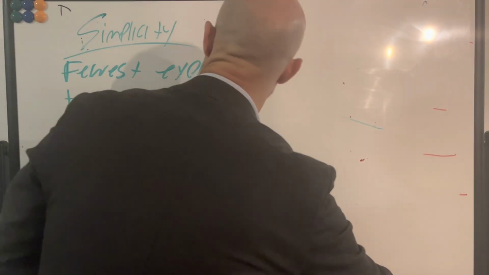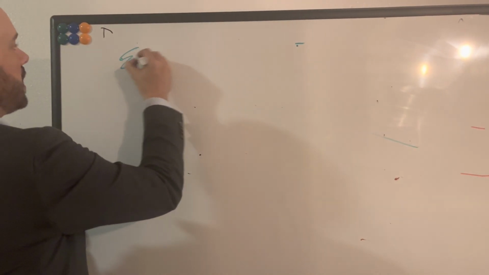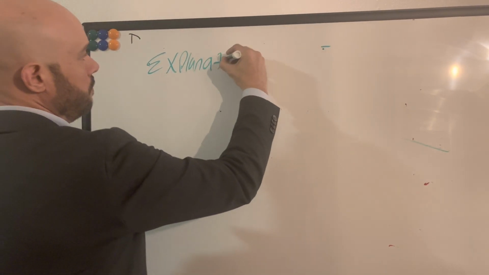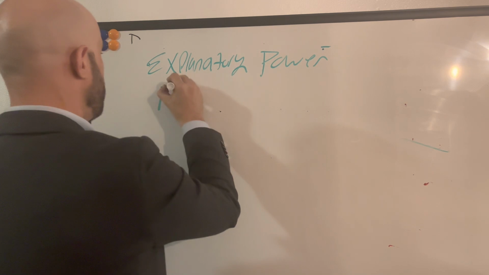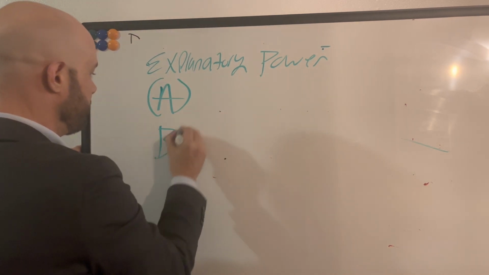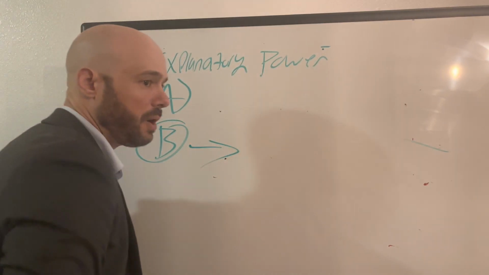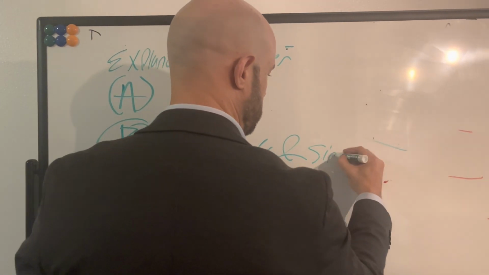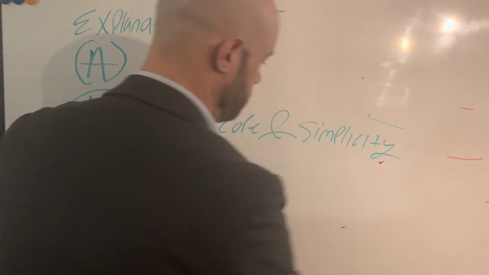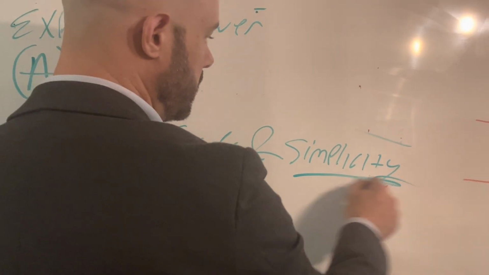The next one that we're going to talk about is explanatory power. There are 2 types of explanatory power: explanatory power A and B. A, we're actually going to talk about second. So B, explanatory power B, is a combination of scope and simplicity. Okay, so we want an explanation that covers all the data, and we want one that's simple.